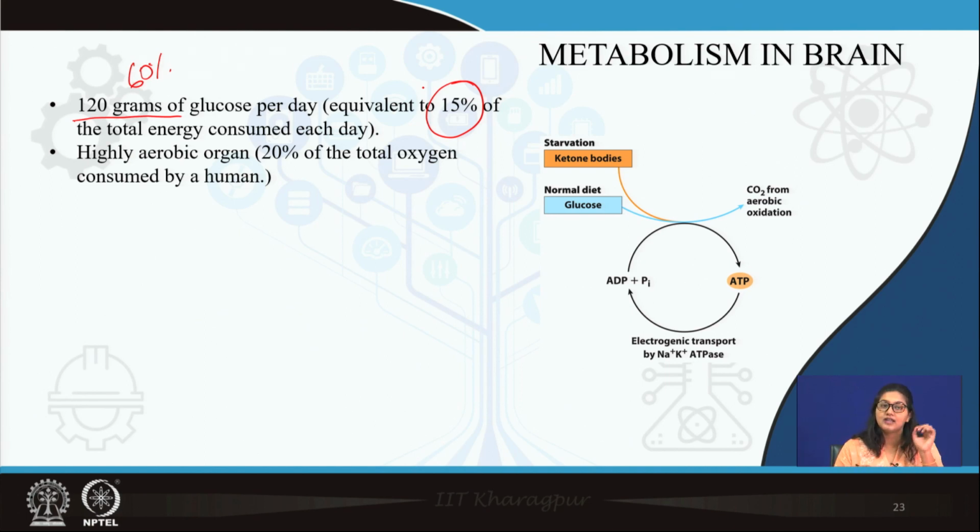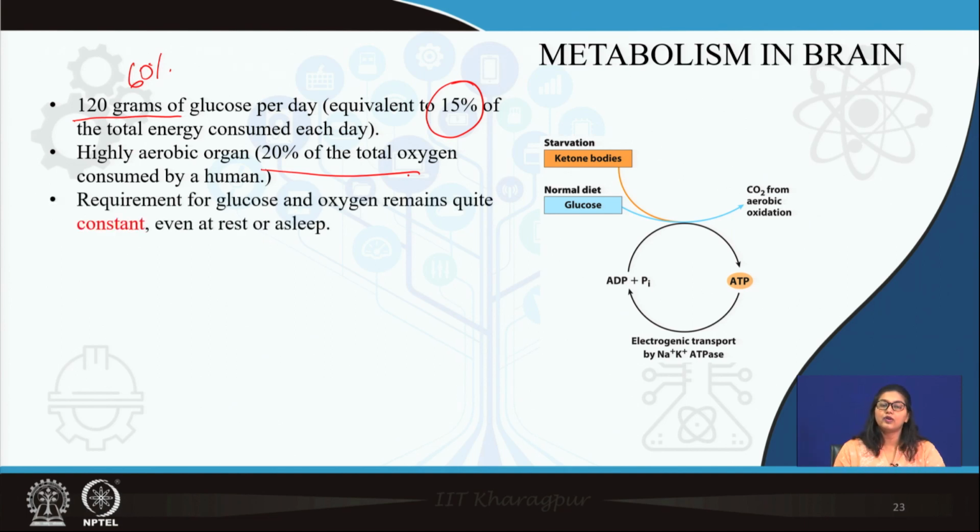Not only that, it acts as a completely aerobic organ. Around 20% of the total oxygen consumed in our body is utilized in metabolism in the brain. So, it requires a continuous, constant and steady supply of its fuel, glucose, as well as oxygen, both during the active phase as well as rest or sleep.